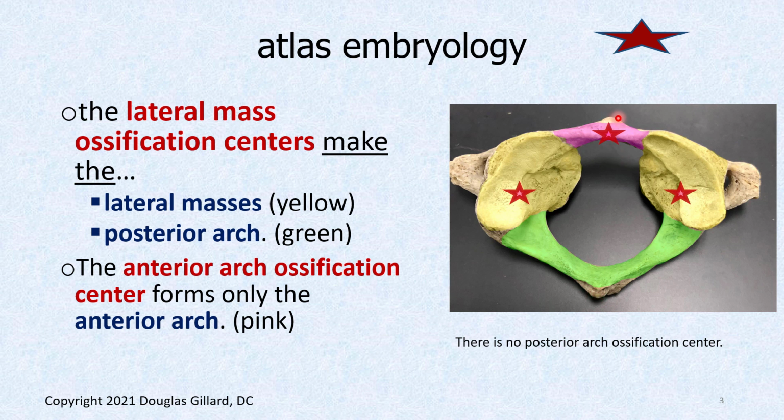What's this called right here? Anterior tubercle. What's that called? Transverse process. What's that hole called? Transverse foramen. What goes in that hole? Vertebral artery, more specific, V3.